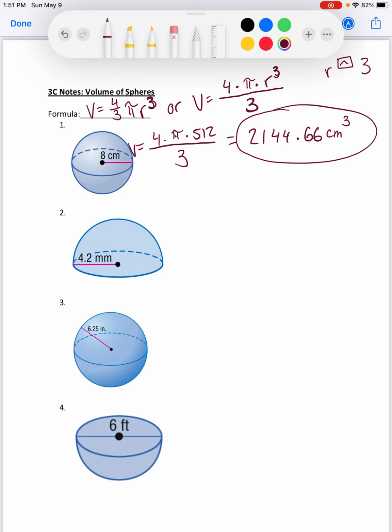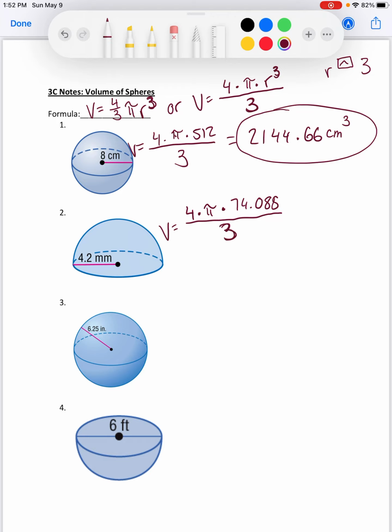So we're going to do the same first steps. So we're going to say volume equals, and then I'm going to say 4 times pi times, and now I'm going to type in my radius. So 4.2 to the third power. I'm typing that into my calculator, and I'm going to get 74.088. So I'm going to type that 74.088, since that is my radius cubed, and that all is going to be divided by 3.